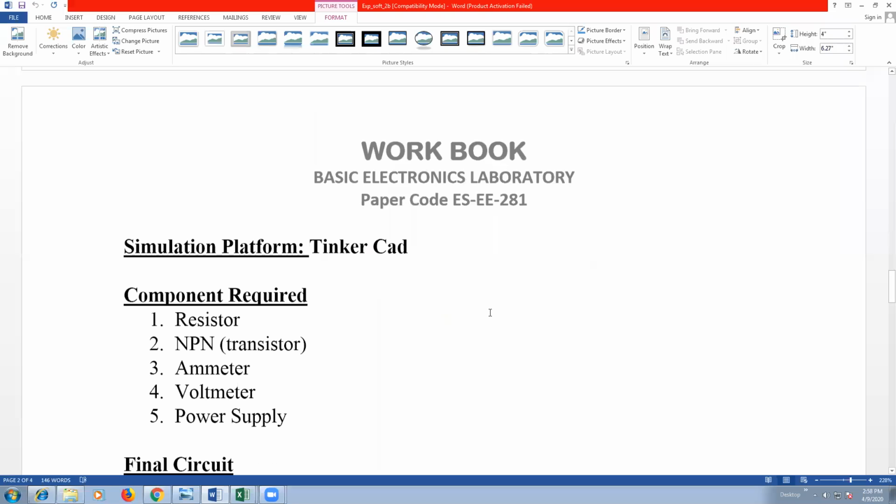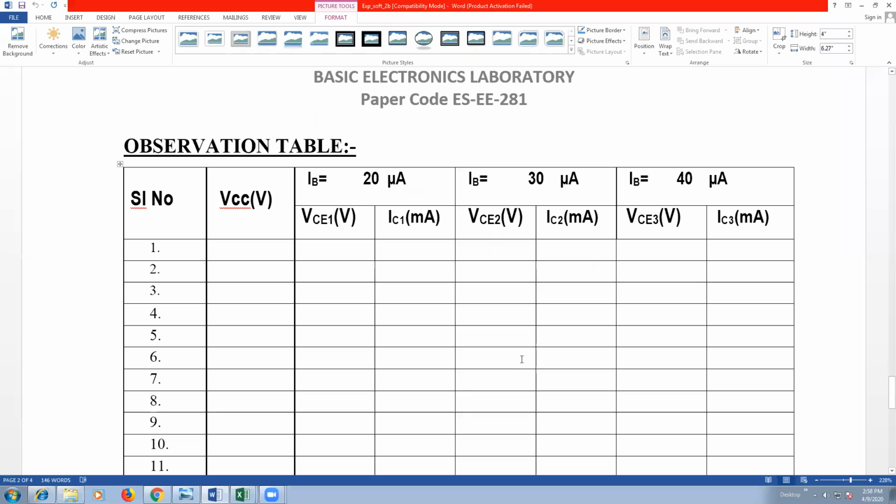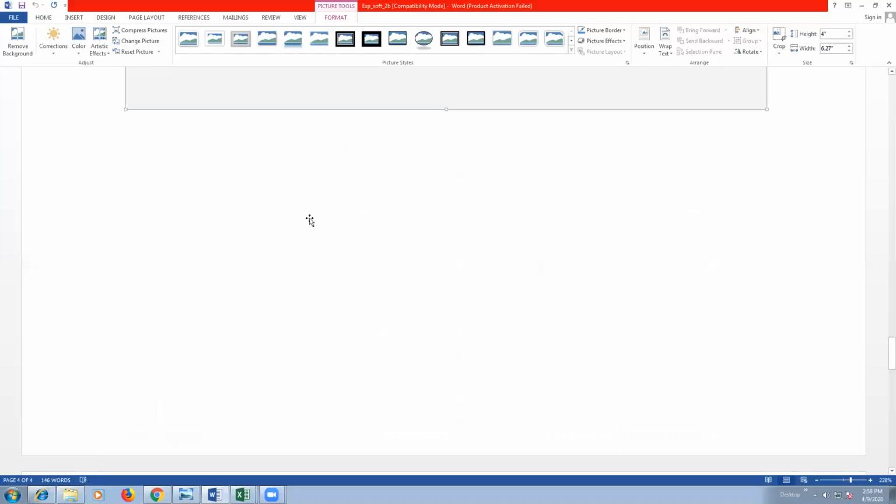Now here, this is the observation table. In this observation table, you have to write all the data you get. So you have to vary the VCC. First you have to vary the IB in 20 microampere steps. IB means the base current. So first we have to vary the VBB.